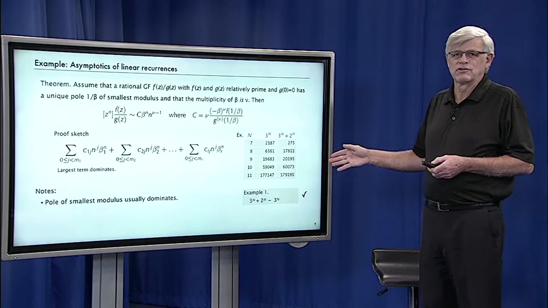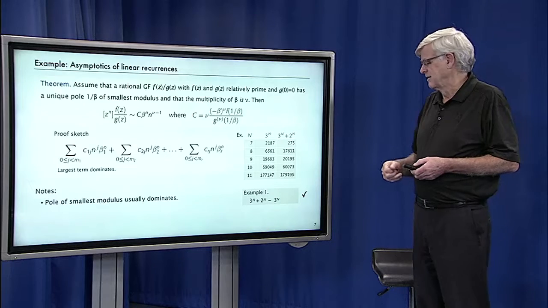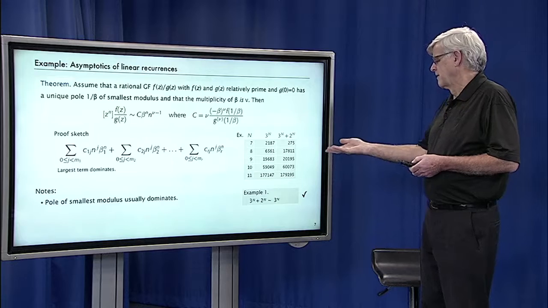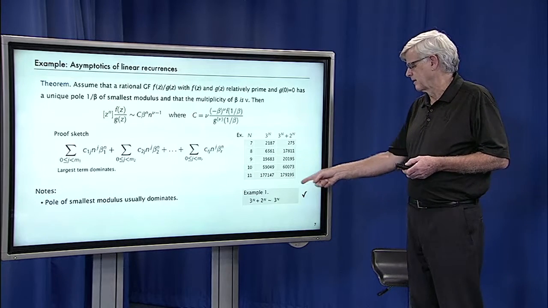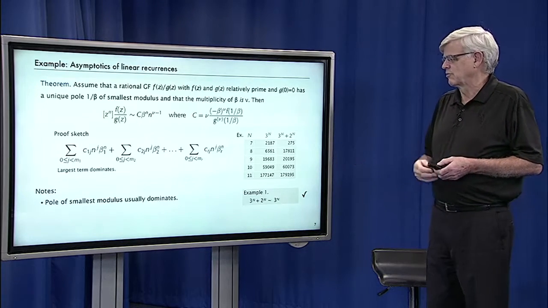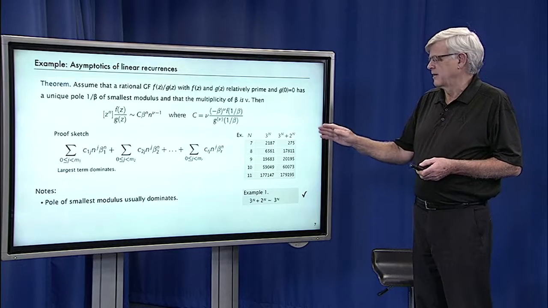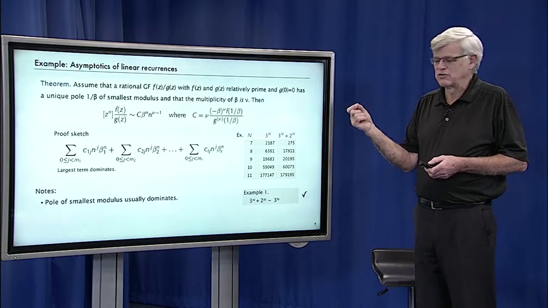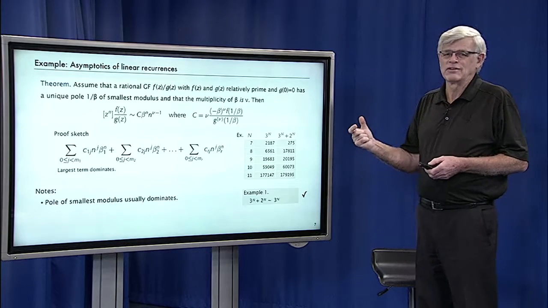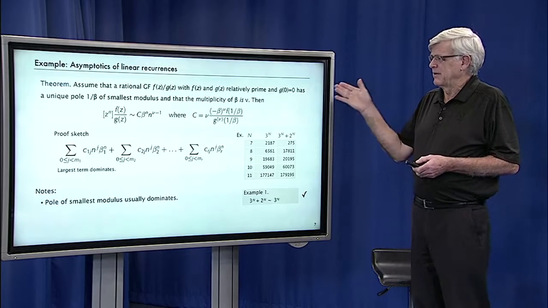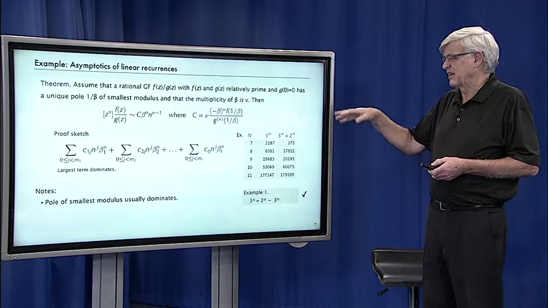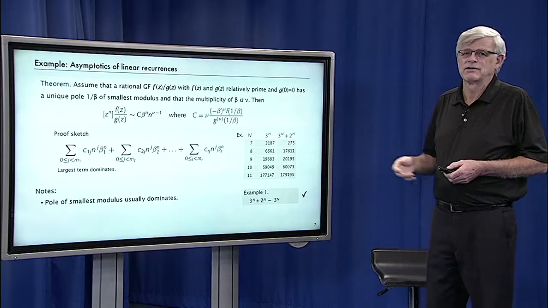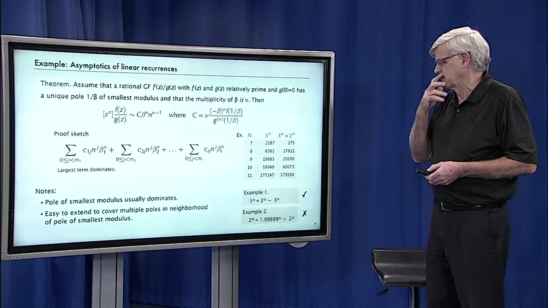In fact, the convergence is exponentially fast. As n gets large, even by 1, it gets closer and closer to being accurate. The ratio gets closer and closer to 1. So usually that pole of smallest modulus, the place where the denominator goes 0 closest to the origin, that's the one that really matters. And I've emphasized this because this particular scenario turns out to be very important in a general context later on in analytic combinatorics.